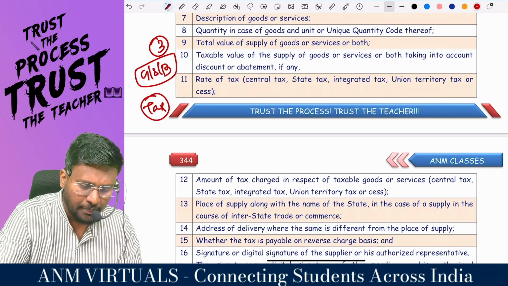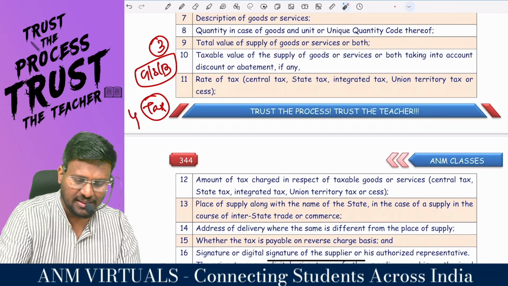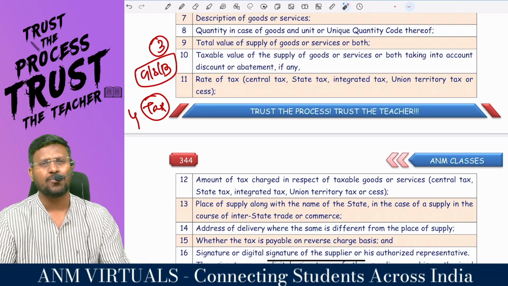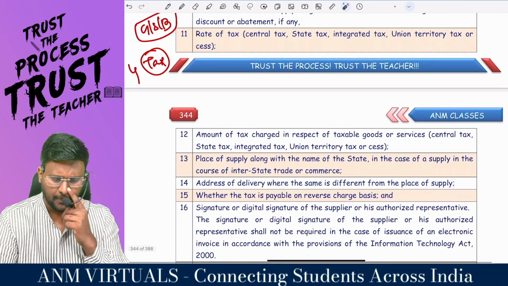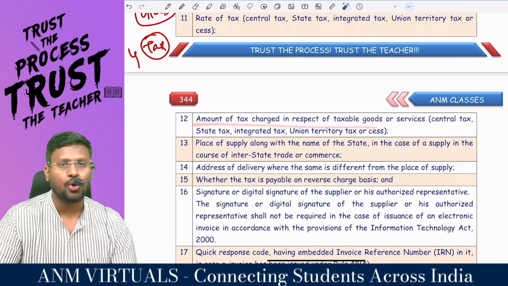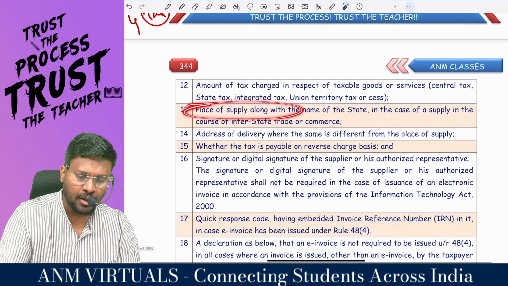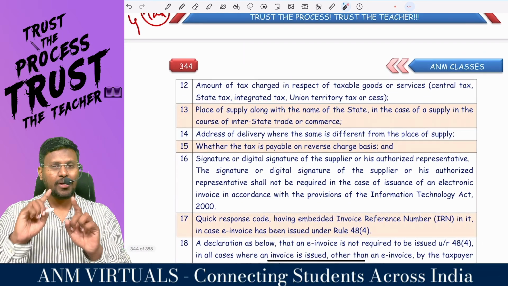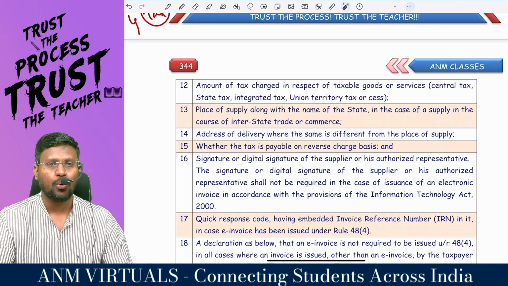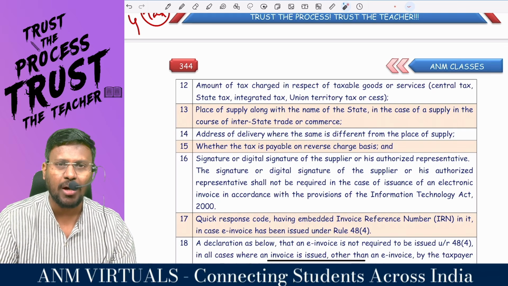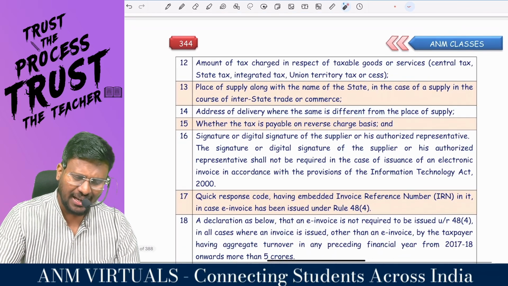Tax related matters you have to mention. What are the tax related matters? Rate of tax, whether it is 5%, 12%, 18%, 28%, and the amount of tax charged you have to mention. Once you finalize that, you have to mention the place of supply, because once you say the place of supply, only then can you collect CGST, SGST or IGST. Then the other details.